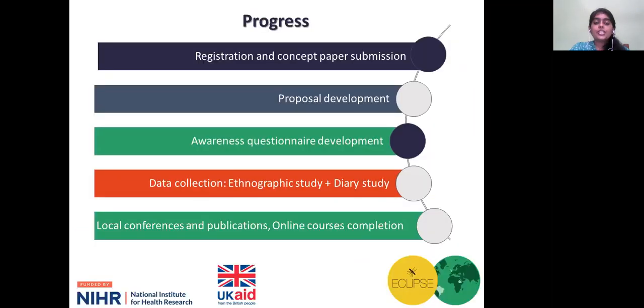As the progress achieved so far, I have completed my initial registration and submitted the concept paper. The concept paper is the initial document, similar to a rough proposal, which needs to be submitted for the initial registration as a requirement by the Rajarata University of Sri Lanka. Now I am in the process of developing my detailed proposal, and I have already prepared the awareness questionnaire needed for the quantitative survey and obtained expert inputs for it from the ECLIPSE senior research staff.